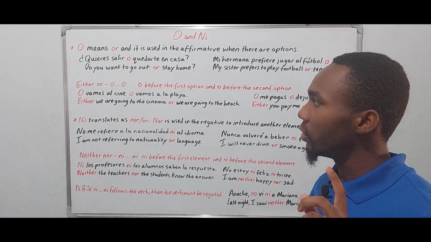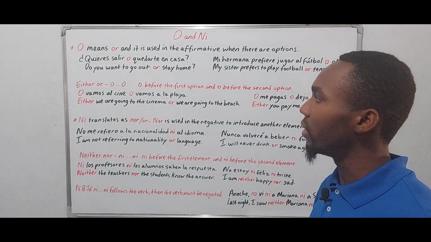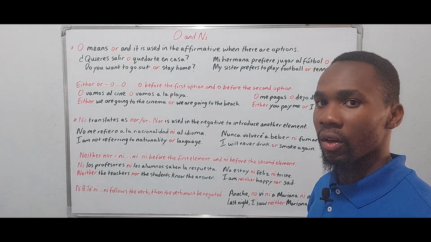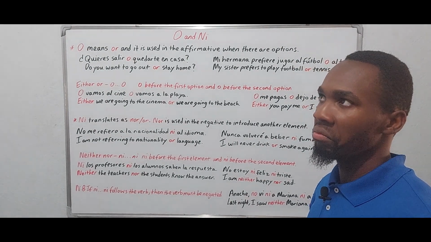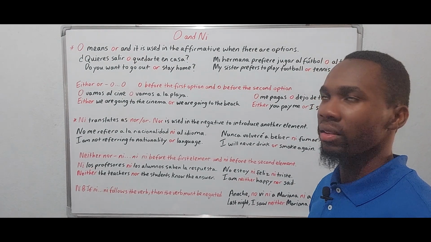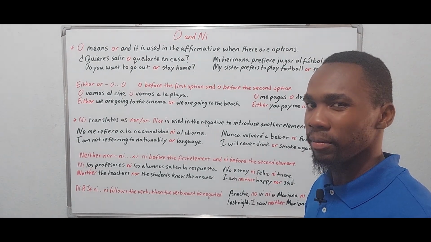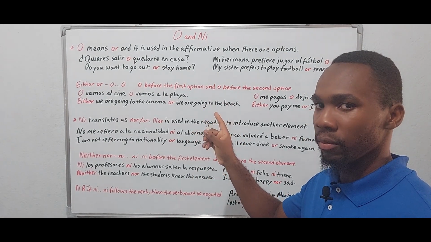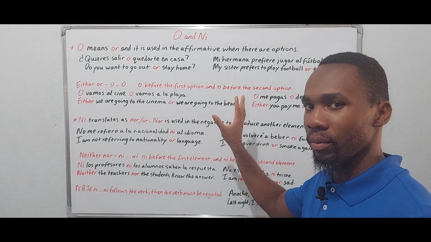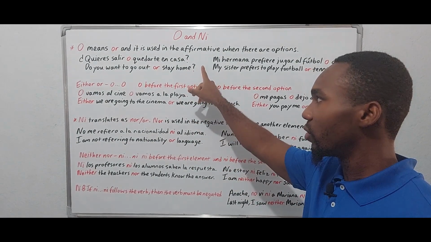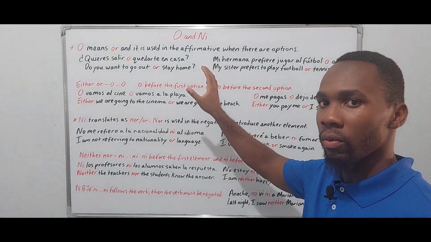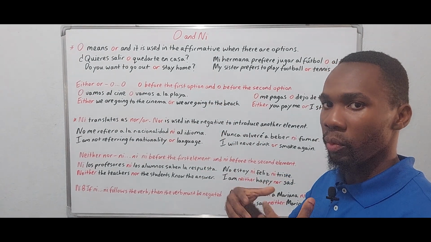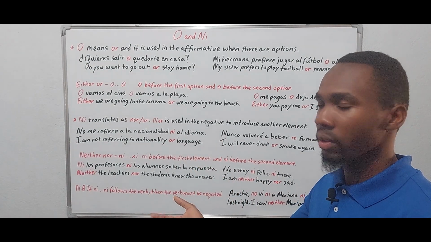Now I alluded to this earlier when I said that there's a structure that we use when we're talking about 2 options, right? And that structure is either or, which in Spanish would be o, right? With this one, if we just use one o, we can have as many options as we want, but we place the o before the last option.